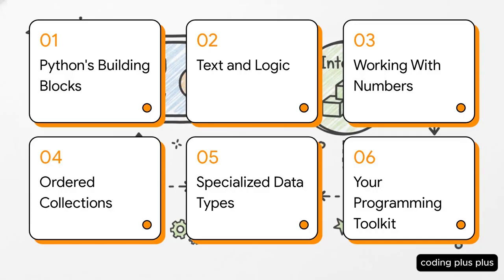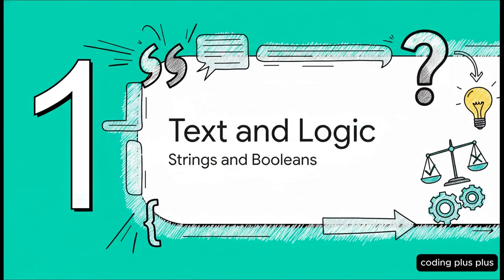All right, here's our game plan. We'll start with text and logic, then jump into how Python handles numbers. After that, we'll look at how to group data together, touch on a couple of special cases, and finally, we'll arm you with the tools to manage everything. Let's get started. First up, let's talk about text and logic.